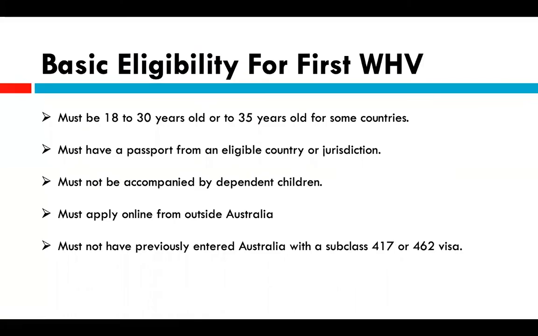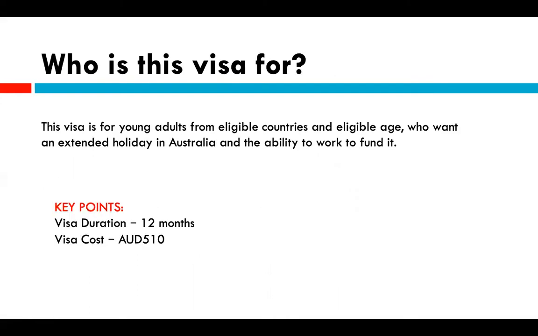Basic eligibility for the first working holiday visa. The applicant must be 18 to 30 years old, or 35 years old for some countries. The applicant must have a passport from an eligible country or jurisdiction. The applicant must not be accompanied by dependent children. The applicant must apply online from outside Australia, and must not have previously entered Australia with a subclass 417 or 462 visa.